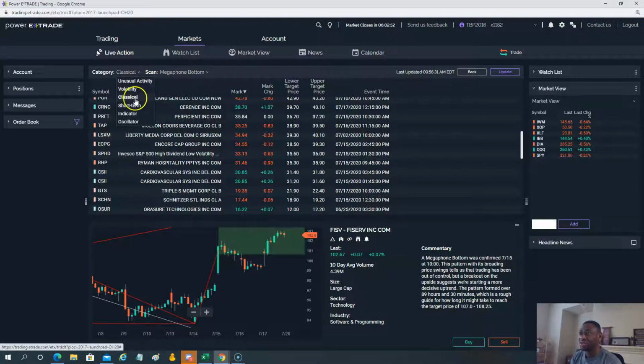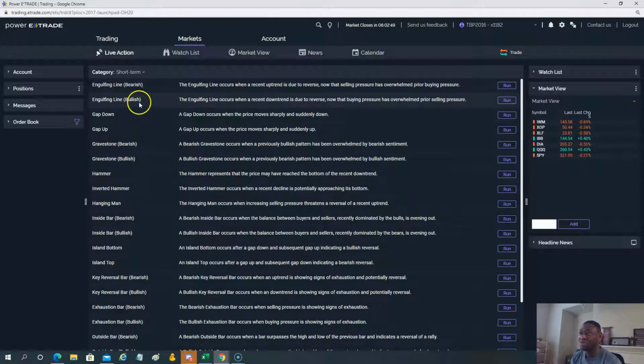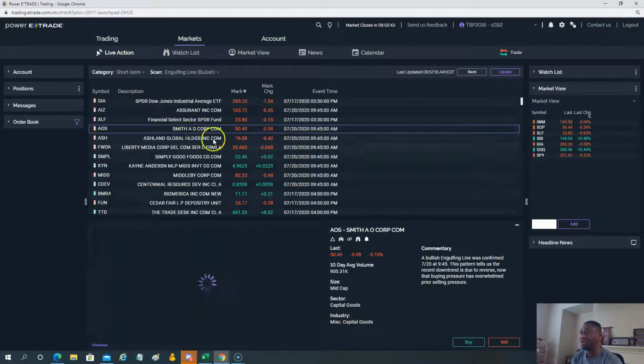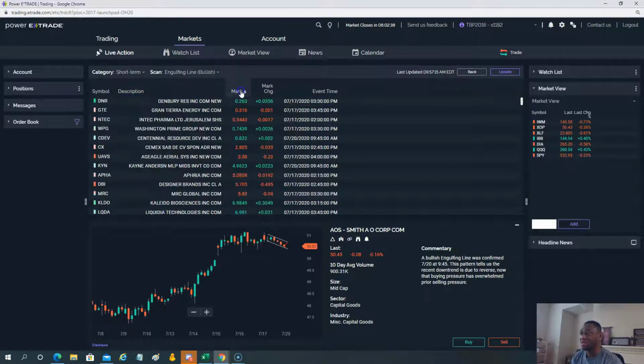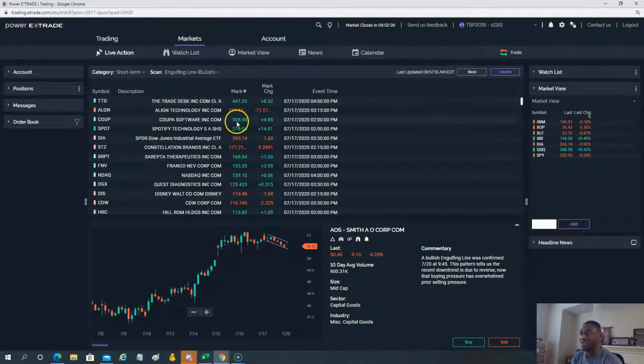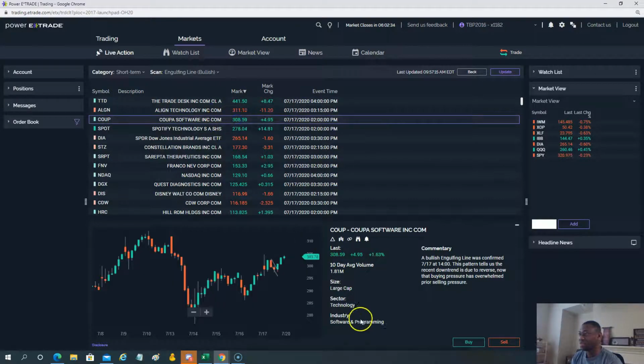We're looking at the classical, right? The short-term ones, oh boy, look at the short-term ones. So what is this? Bullish engulfing, bearish engulfing. If we run it, and then we just scan this in order from highest price. Cooper Software is the stock that has been super bullish.